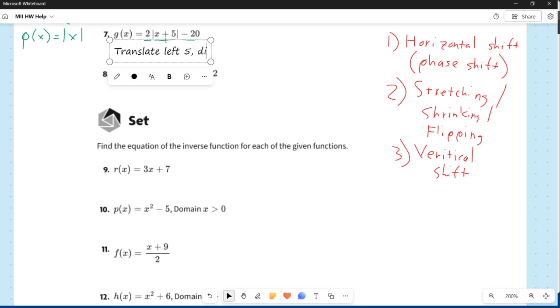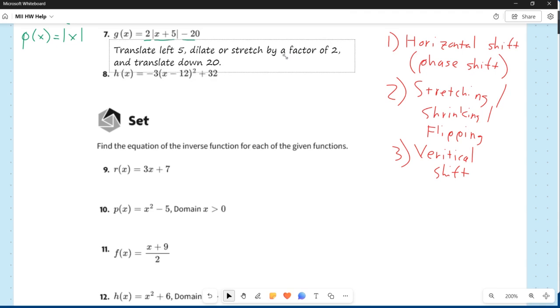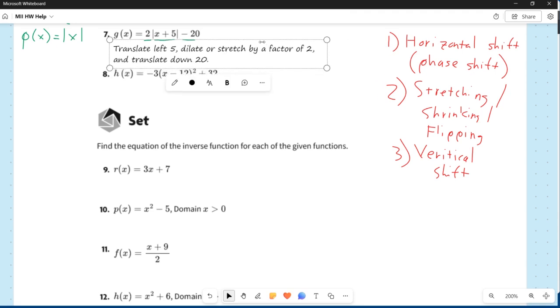We could say dilate is one way to describe what's happening here, or you could say stretch, which means the same thing. Dilate or stretch by a factor of 2. That's the second thing that happens. And then the last thing that happens is we translate down 20 units. That is our vertical shift, and that happens at the end. If we do that to the parent function, we will get g of x.